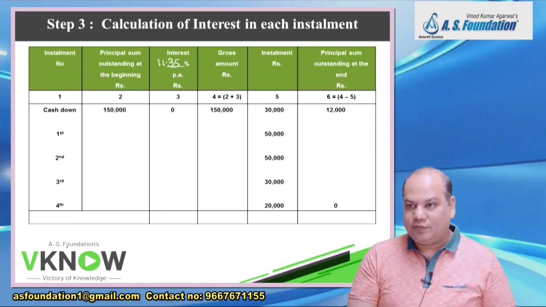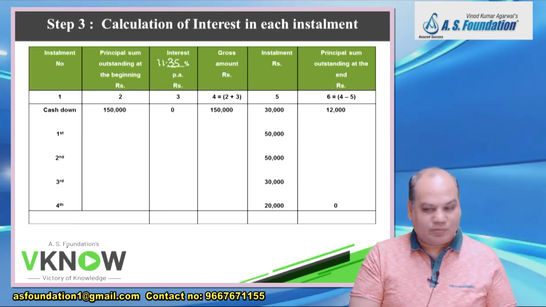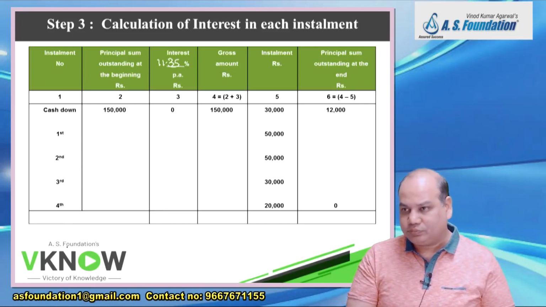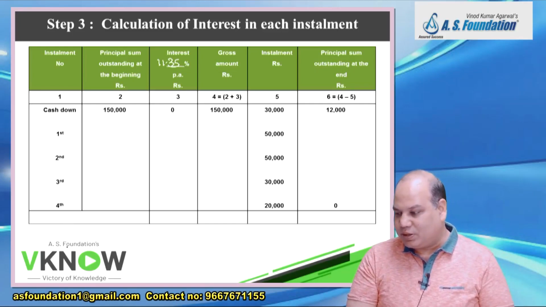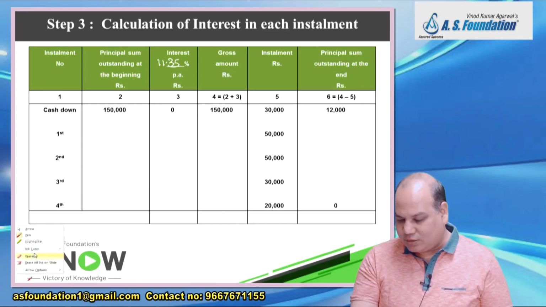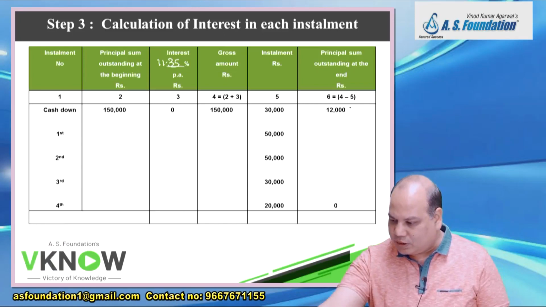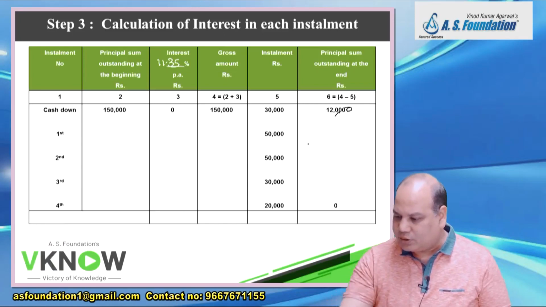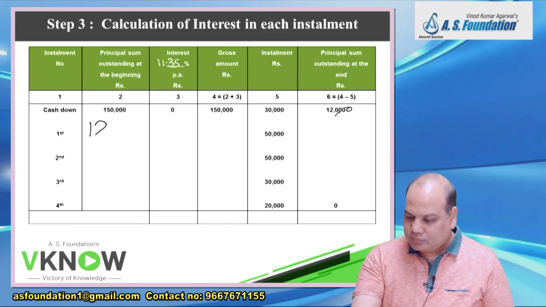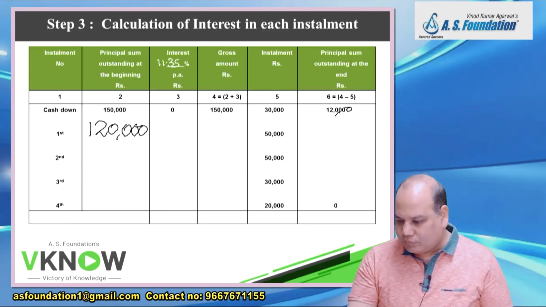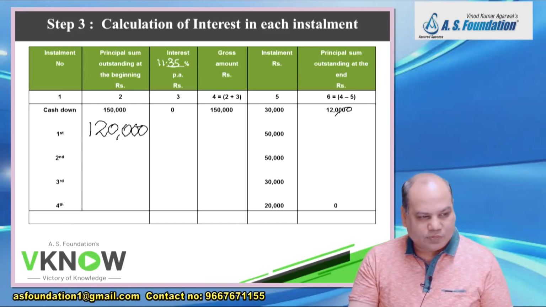First line I have done it for you. 1,50,000 is the cash price. Interest is 0. Gross sum is 1,50,000. Installment is 30,000. And principal sum outstanding at the end will be 1 lakh. Is it 1,20,000? 1,20,000 into 11.35%.